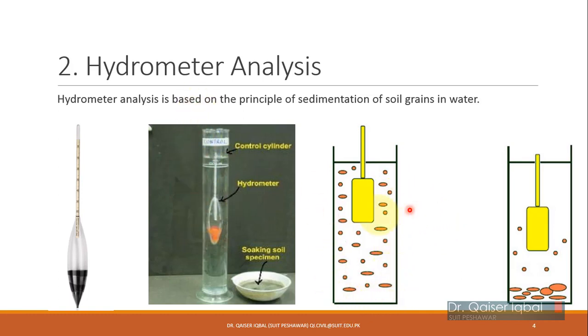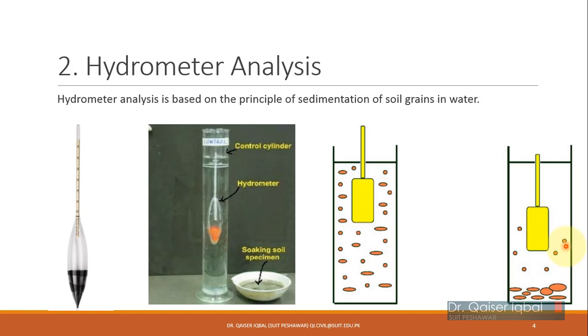Now what will happen in this case is that, according to Stokes' law, which we'll discuss in a while, the larger particles will settle quickly compared to the smaller particles. The smaller particles will remain suspended for a longer amount of time compared to larger particles. So initially you will have such a distribution of particles in the soil sample in this solution. After passage of time, the larger particles will quickly settle and the smaller ones will still be settling.